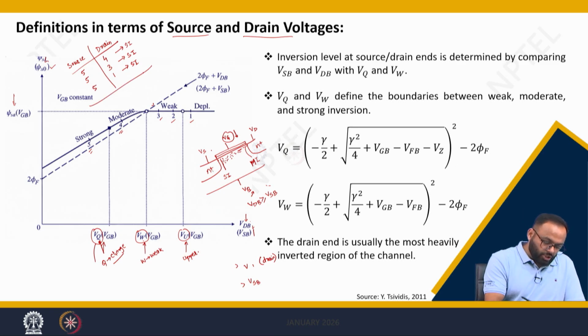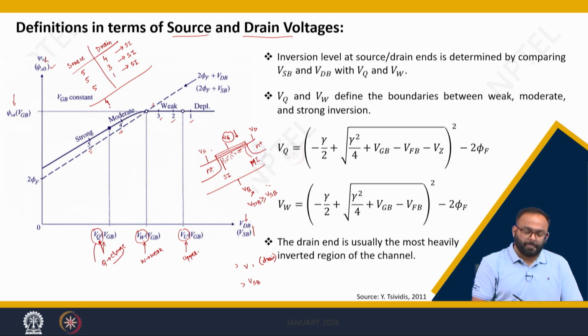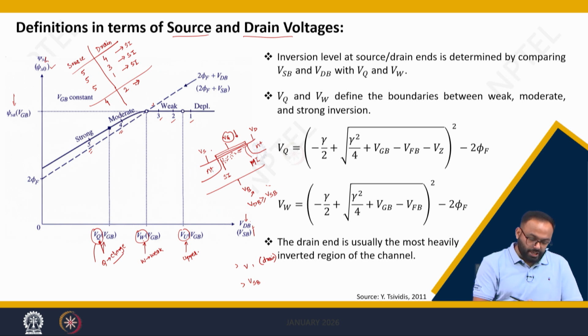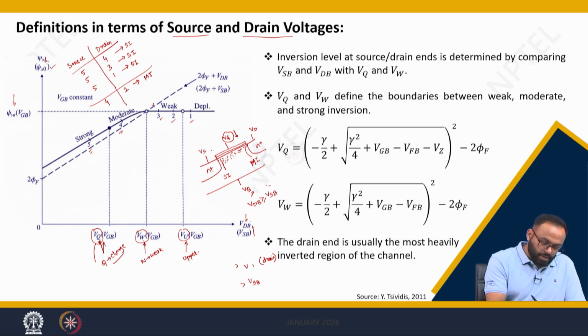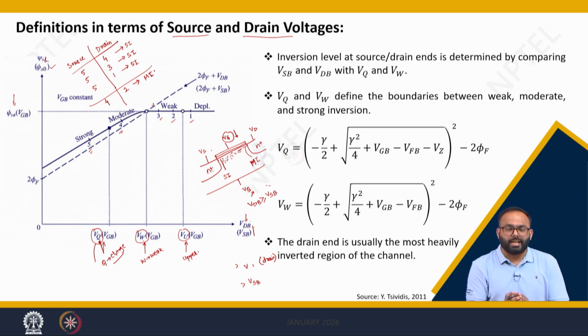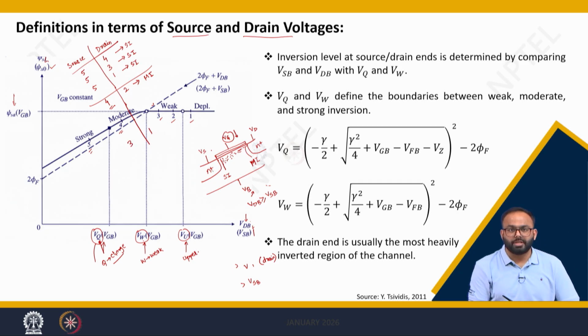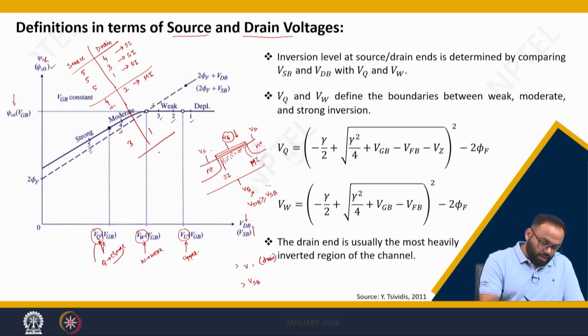Now let us consider your source is at 4 and drain is at 2. The operation will be moderate inversion because your most heavily inverted channel is in moderate inversion. Similarly, if your source is at, let us say, 3 and drain is at 1, you are in weak inversion. Now this is called forward operation, where you are increasing VDB over VSB.